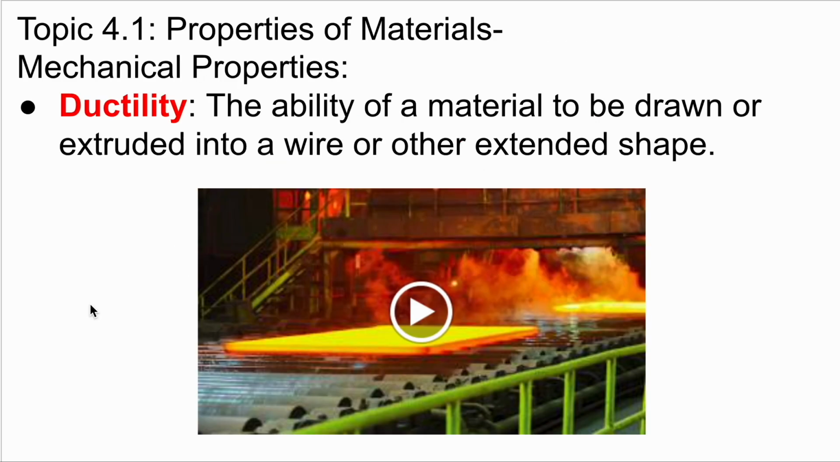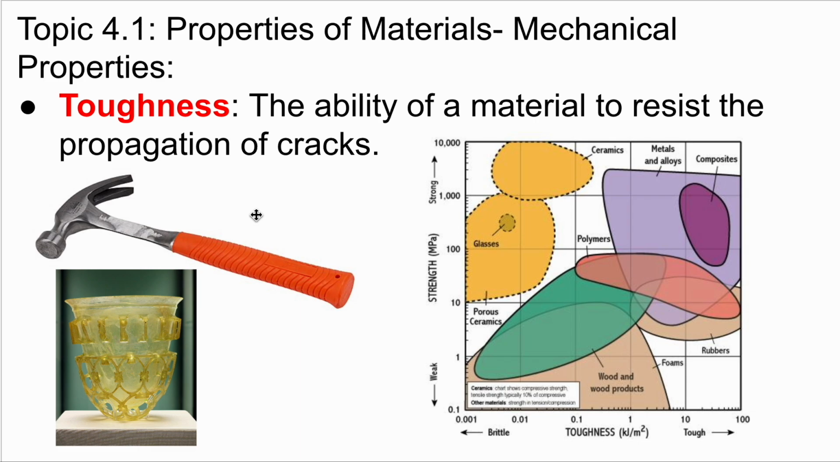Another mechanical property is ductility. This is the ability of a material to be drawn or extruded into a wire or another extended shape. This is a video you should watch. It shows the process of making copper wiring. It's pretty interesting. Toughness is the ability of a material to resist the propagation of cracks.